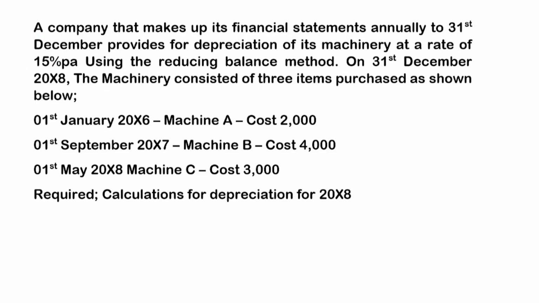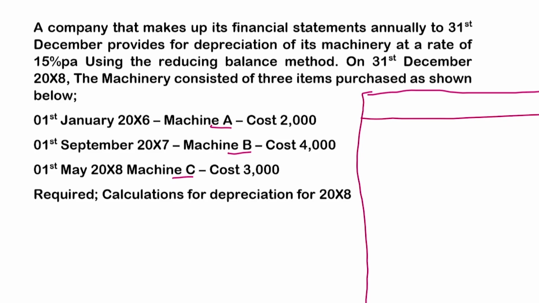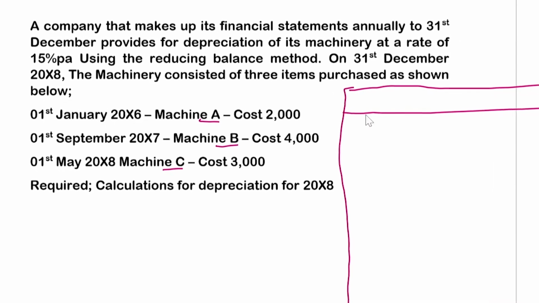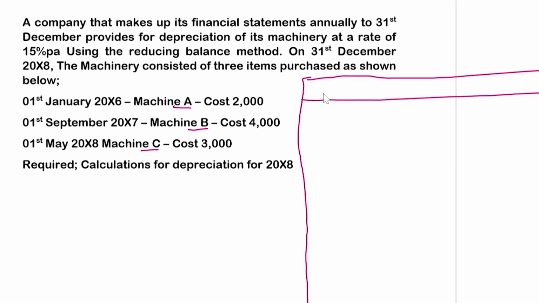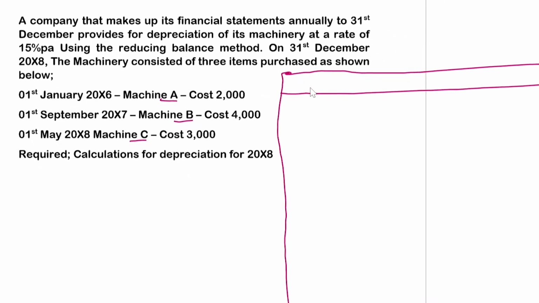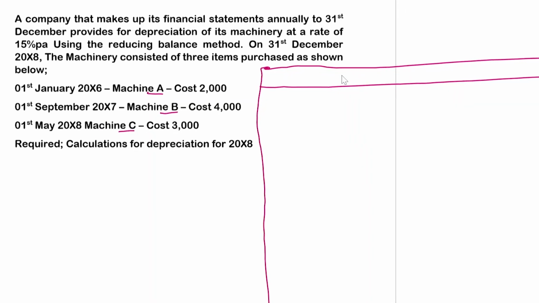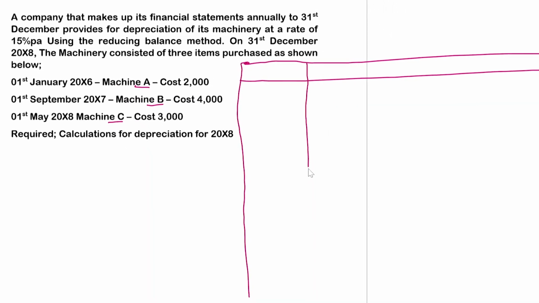Now from here we can see that we have machine A, machine B, machine C. I'm going to draw a simple table that is going to help us depreciate. We are going to depreciate one machine at a time, and when we reach 2018, we shall be able to get the depreciation for the entire machinery pool. So let's get started. Let's see here.